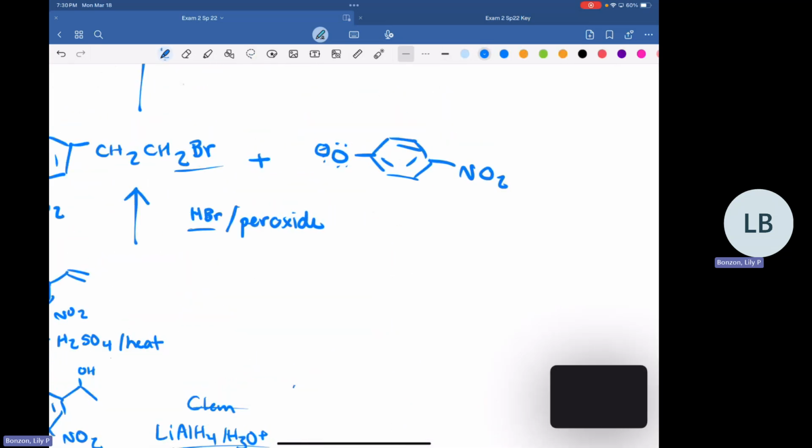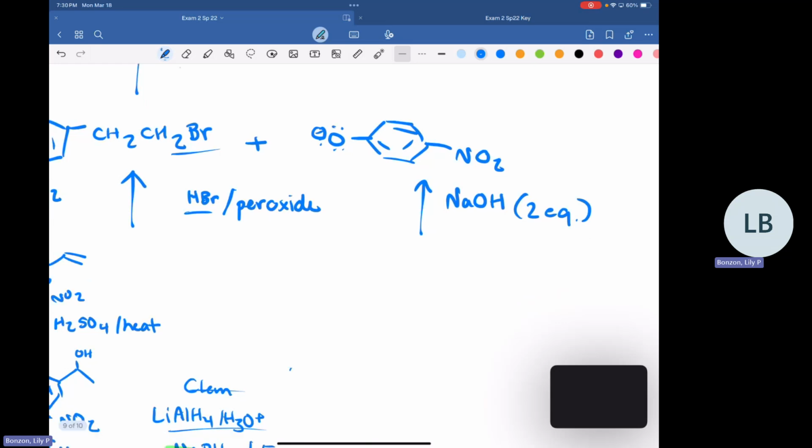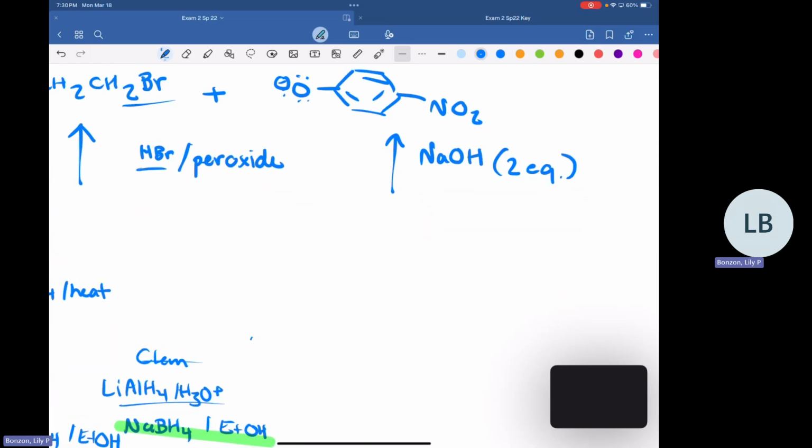All right. So this one's a little bit funky. We've got an O minus. We've got a nitro group on there. And so if you'll remember from your NAS, what we can do is use NaOH, 2 equivalents of this, to deprotonate the oxygen to get us our O minus.